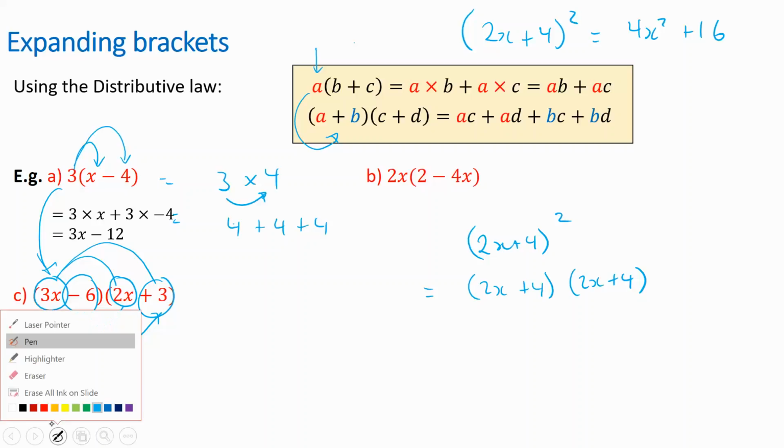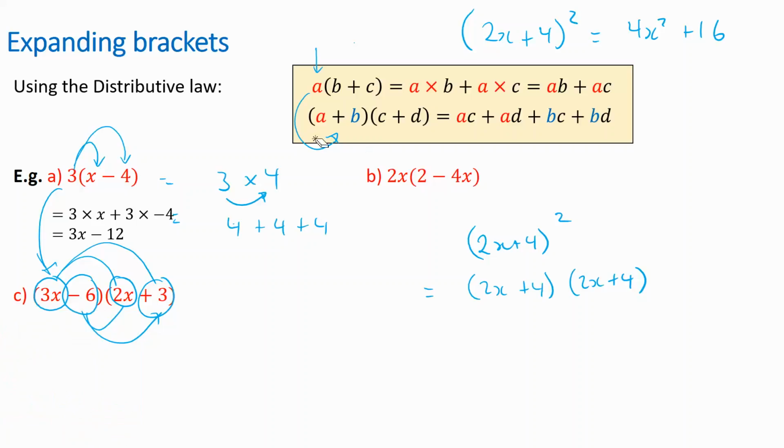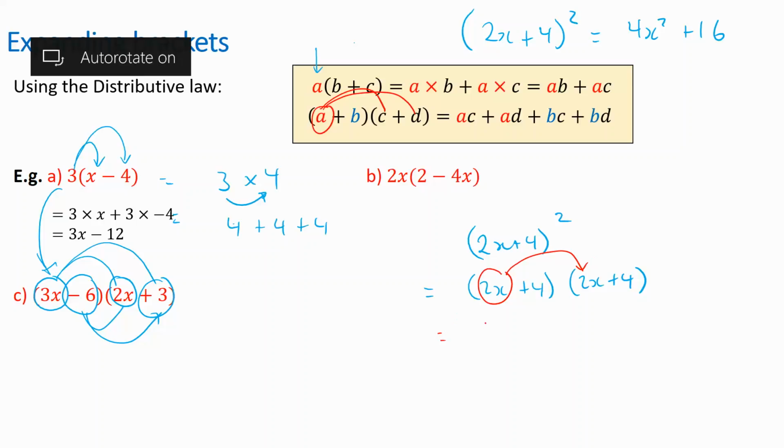So we're going to use the rule here. The rule tells me I'm going to take a multiplied to c and a multiplied to d. So that's what I'm going to do. 2x multiplied to 2x. What's 2x times 2x? What do I get? 4x squared. So you were right. You do have a 4x squared. That's true. And then 2x times the 4. What does that give you? 8x. So you got plus 8x.